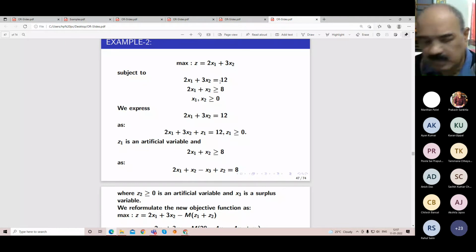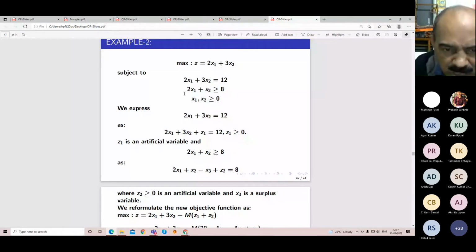What is your answer? In the first constraint, one artificial variable. In the second constraint, one surplus variable and one artificial variable. Now you may ask me, the first constraint is already an equation, why do you again want to make it an equation? No, we are going to use a basic variable. We are introducing a basic variable for each constraint, whether it is an equation or inequation, it hardly matters.